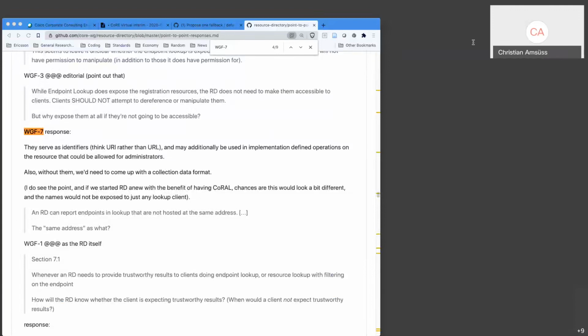So maybe to explain this also with the last paragraph here: if we did a resource directory, for example, in CoRAL, the RD might choose not to tell the names of the registration resources, but just say that there is a resource and that it has these and those properties, and choose not to tell the name. In link format, we don't have that option. So do we have an information disclosure problem here? Possibly, if the RD comes up with the names in a way that is neither random nor deterministic from the visible attributes of the endpoint, then we might have an information disclosure problem.